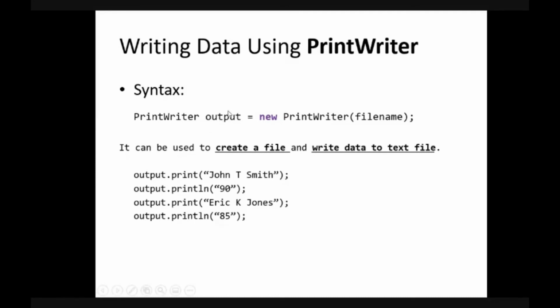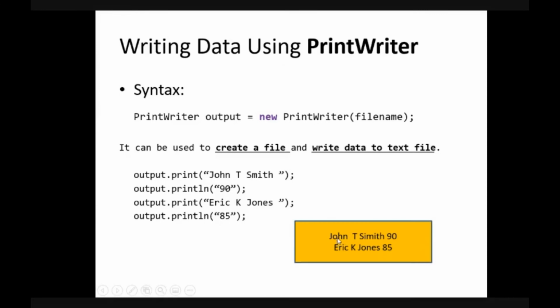How? With this object. What is that object? This is the object of PrintWriter, not Scanner. Instead of System.out, it is just the PrintWriter object now. So this is the second line now: Eric K. Jones, then 85. Press enter. It is putting a space between these two automatically, white space. So if I check my text file, it is going to be John T. Smith 90, Eric K. Jones 85.